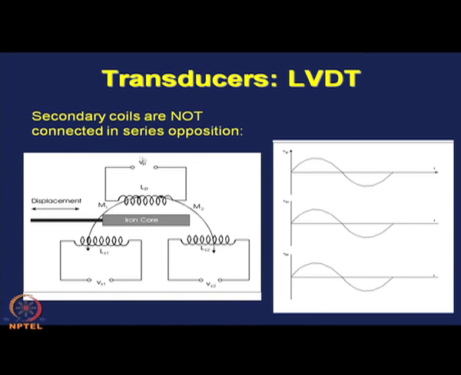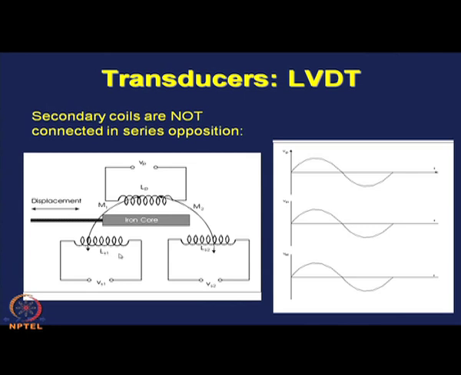Let us now consider the circuit diagram of the LVDT again. So, this is the primary coil and these are two secondary coils. This is the iron core, which is connected physically to the object whose displacement I want to measure. So, this core moves like this or this.